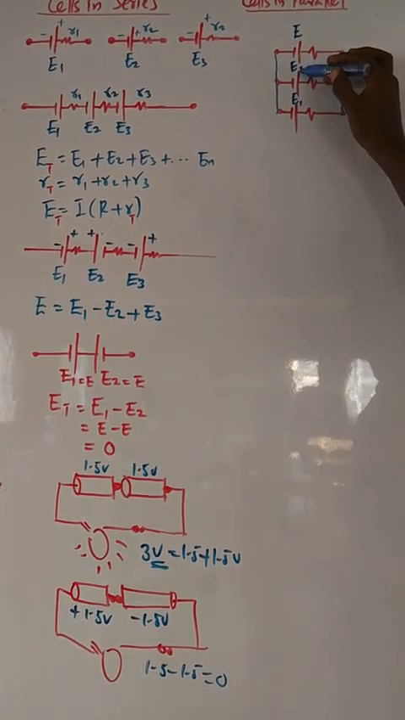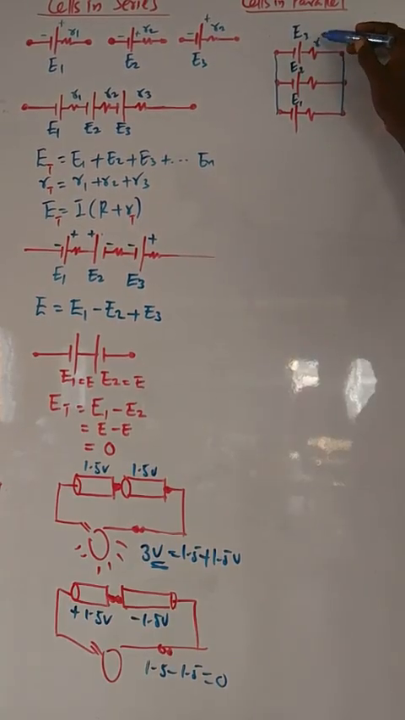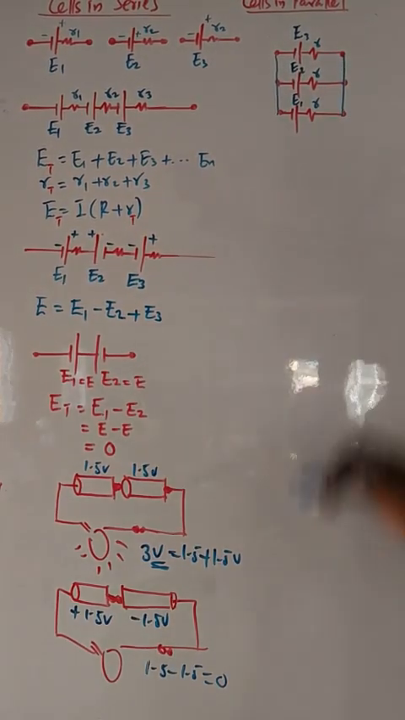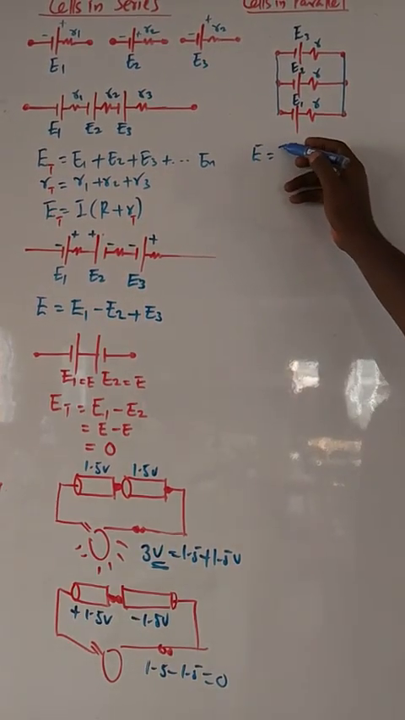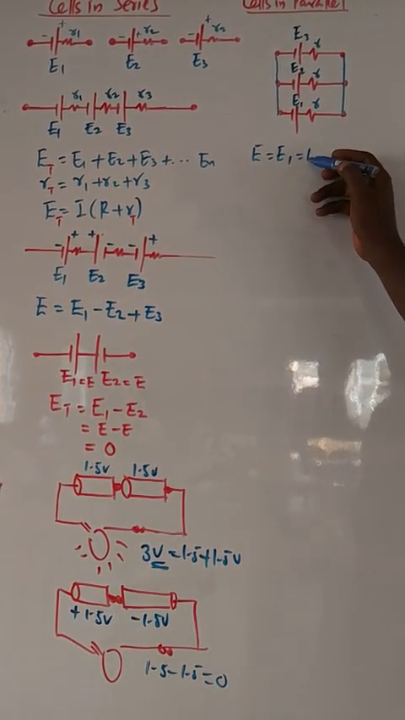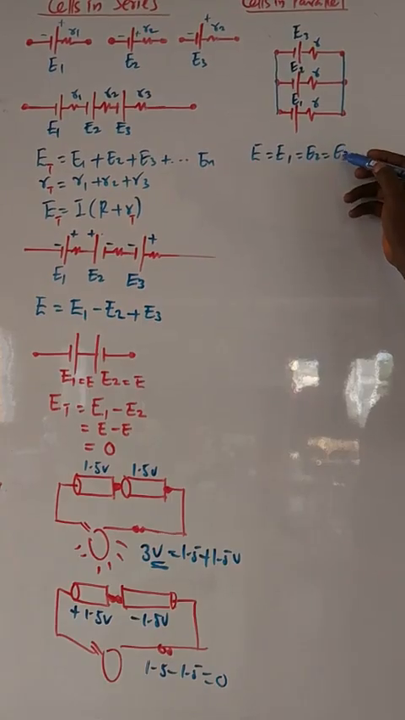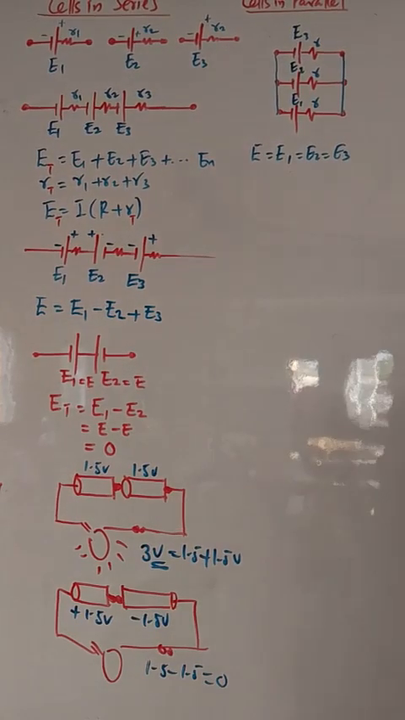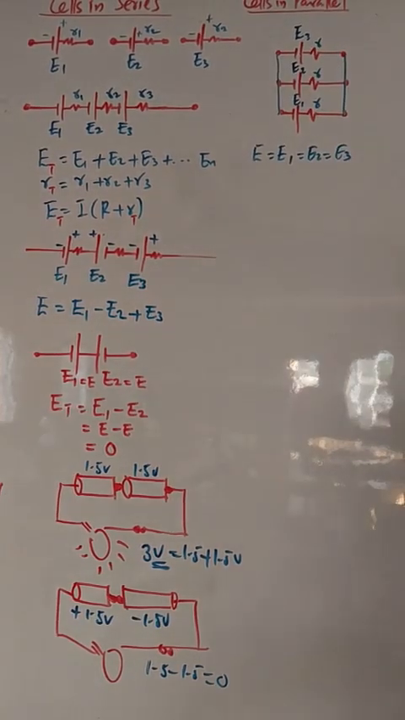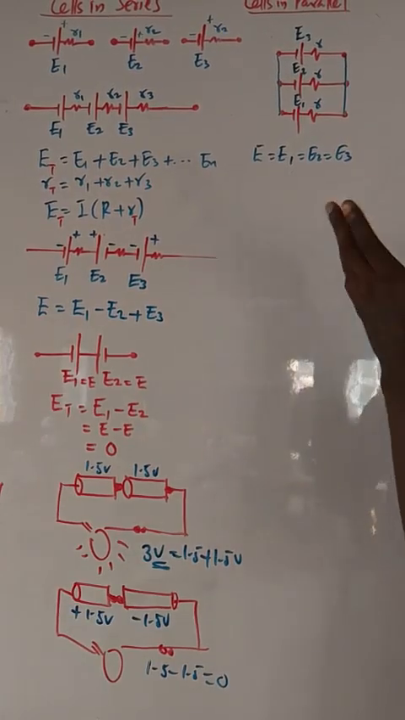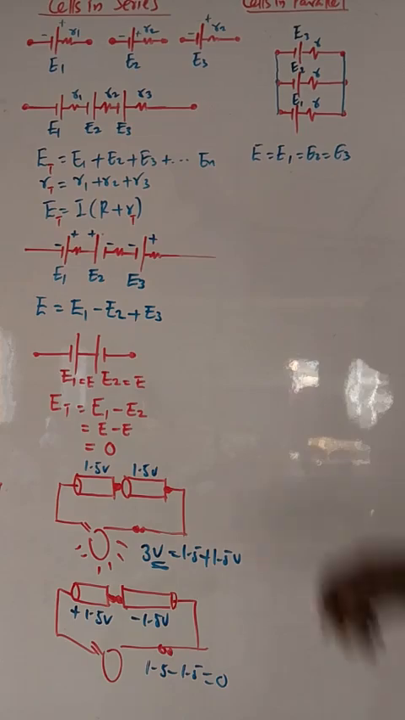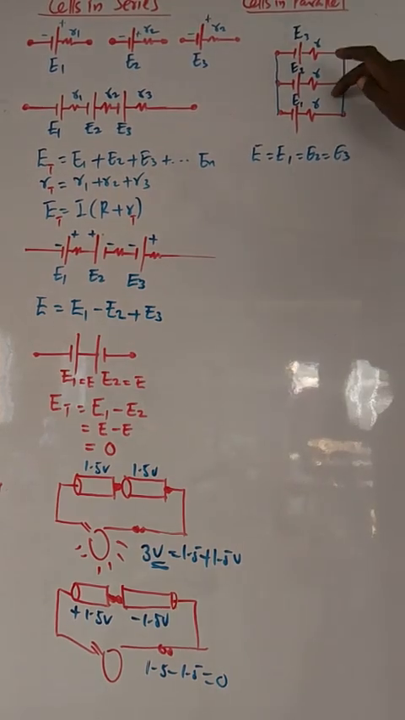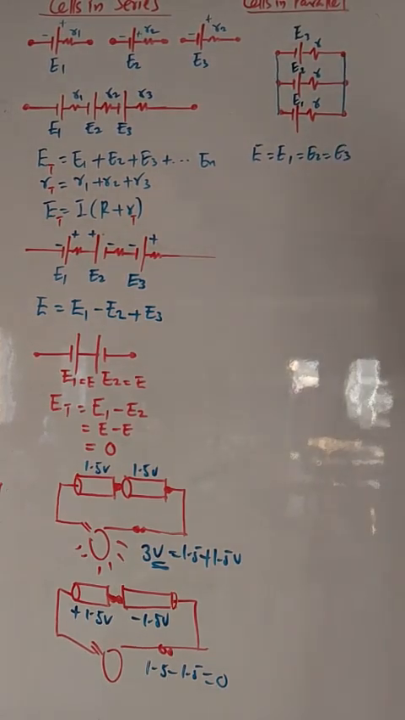Let's call this one E1, E2, E3. Suppose they have the same internal resistance R. So when cells are in parallel, the effective PD equals what? E1 equals E2 equals E3. So when cells are in parallel, the effective EMF is the EMF of one of them. Suppose this one is 1.5, 1.5, 1.5. Total EMF is just 1.5. So that will be the total EMF.